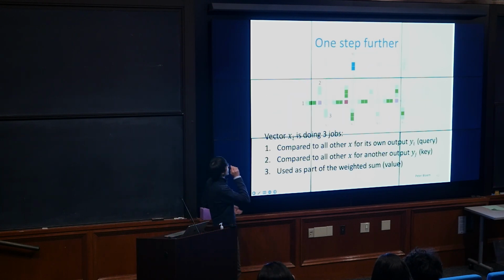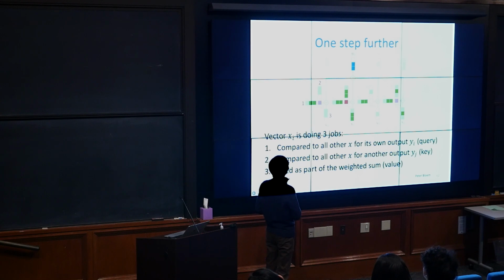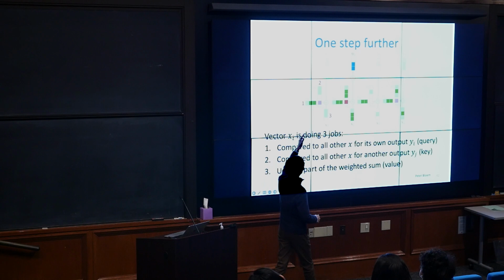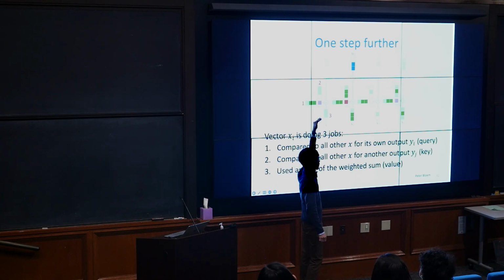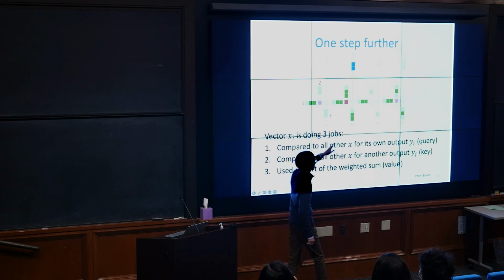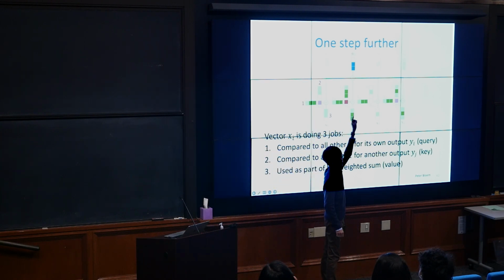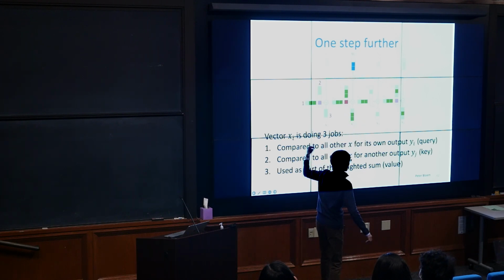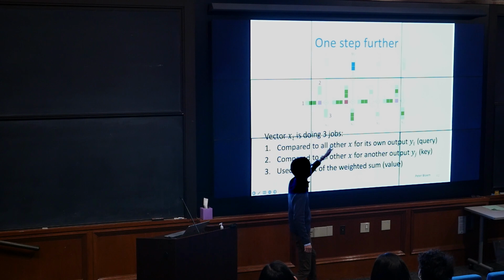Going even one step further than that, you'll notice that vector x is doing 3 jobs right now. Each vector x gets used here, here, and up there too. The first way that it's used is compared to all other x's for its own output, yi. So when we're generating y2, x2 gets used in order to generate y2. We call that step the query step.